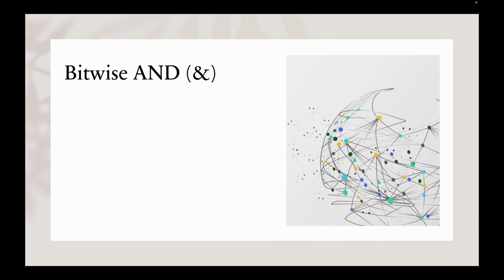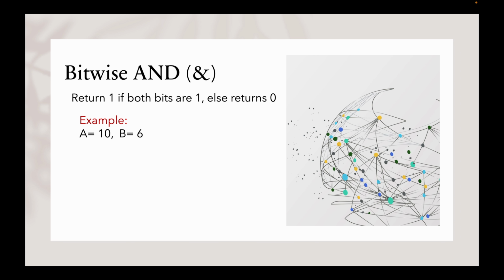The bitwise AND operator compares two numbers and returns 1 if both bits are 1, else it returns 0. Now let's see the example. We assume A equals 10 and B equals 6. The binary representation of 10 is 1010 and the binary representation of B, that's 6, is 0110. We then perform A AND B and the result is 0010.